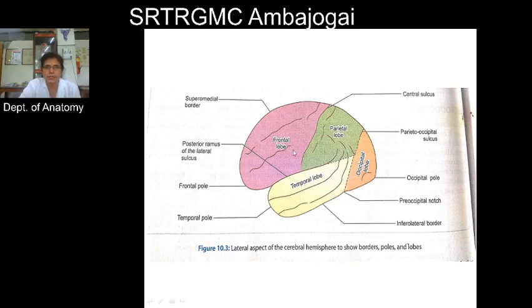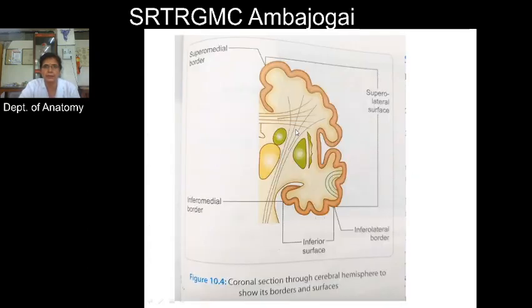So this is the superolateral surface of the cerebral hemisphere, and it is present between the superomedial border and the infralateral border. So on this lateral aspect, two borders are seen, the superomedial border and the infralateral border, and in between these two borders there is the surface that is called the superolateral surface.